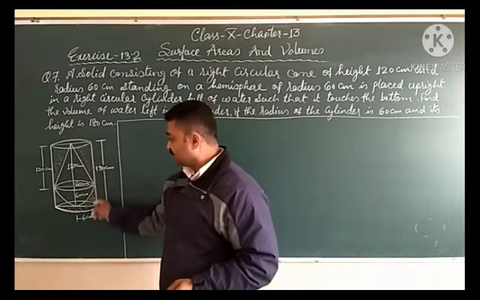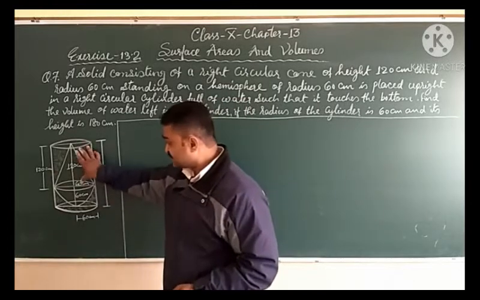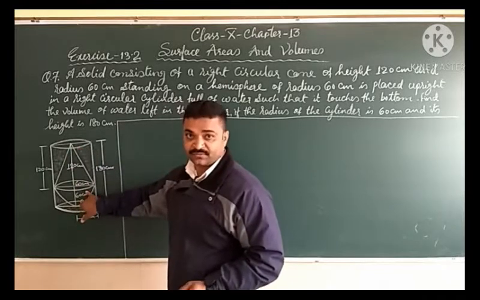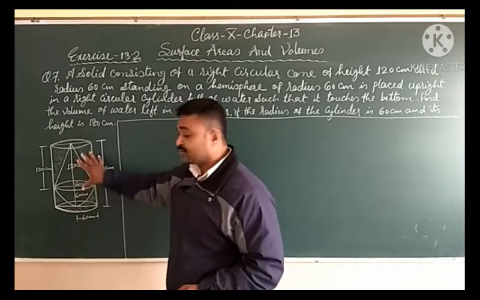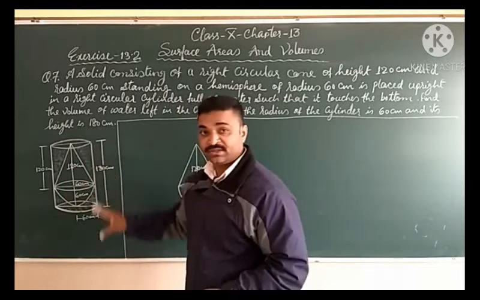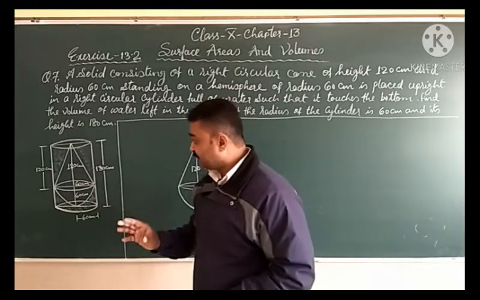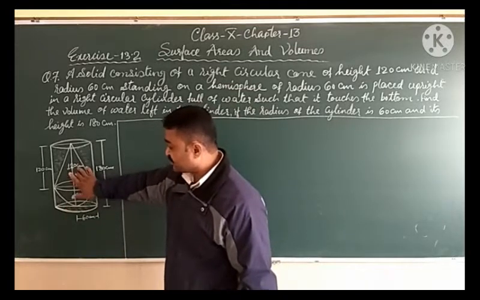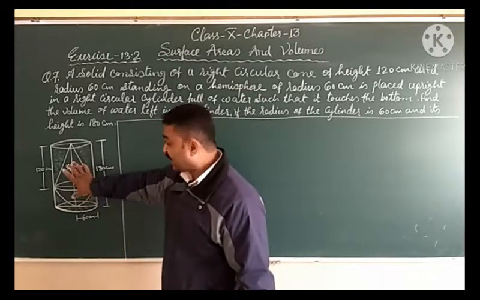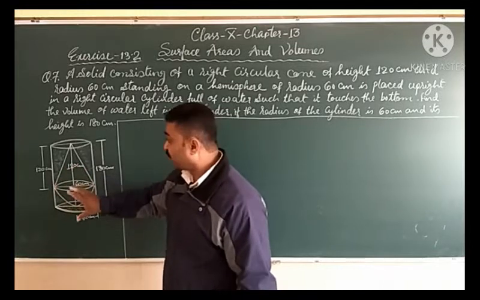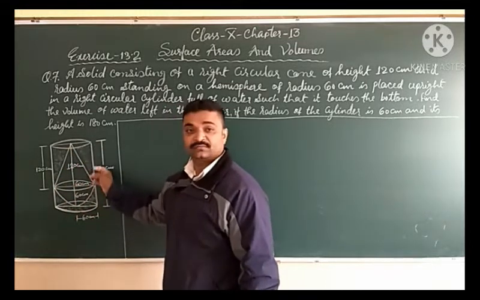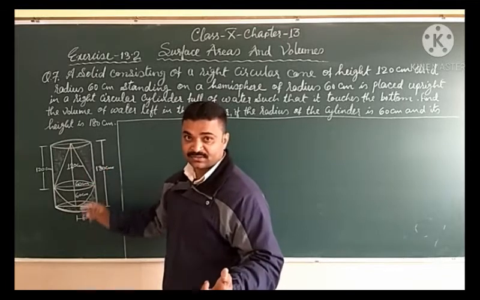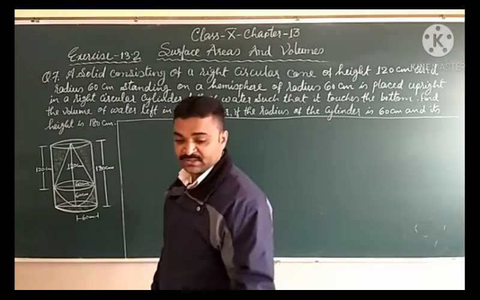Got it? That means we have three shapes. First one is the right circular cylinder, second one is the cone, and third one is the hemisphere. We will find the volumes of all three solids, find the sum of these two solids, and subtract it from the volume of the cylindrical portion to get the answer. Okay, so let us solve.